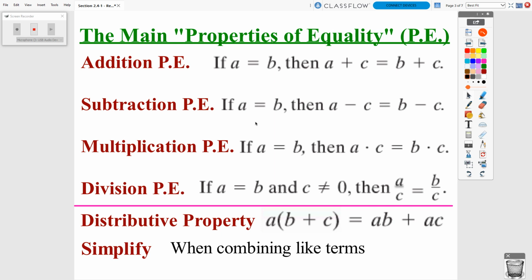So we have what I would call the 4 main properties of equality that you would use in most algebra problems. So we've got the addition property of equality. You may abbreviate property of equality with PE. Subtraction property of equality. Multiplication property of equality. Division property of equality. We used some distributive property there at the very beginning of that last problem. And there were times when we combined like terms, and we're just going to call that step a simplify step.